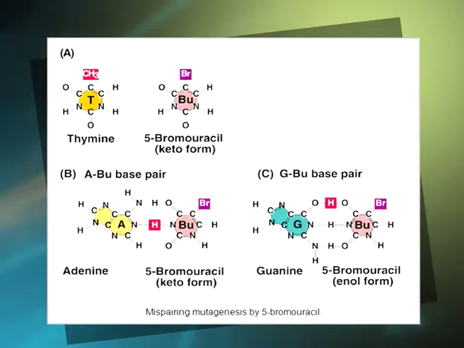Artificially synthesized base analogues include 5-bromouracil, 5-iodouracil, 2-bromocytosine, 5-methyl cytosine, etc. The first two are structural analogues of thymine, the last two are analogues of cytosine.